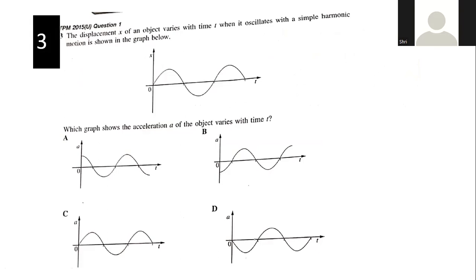Okay. The displacement x of the object varies with time when it oscillates with simple harmonic motion, as shown in the graph. So that's the displacement-time graph. Which graph shows how the acceleration of the object varies with time?